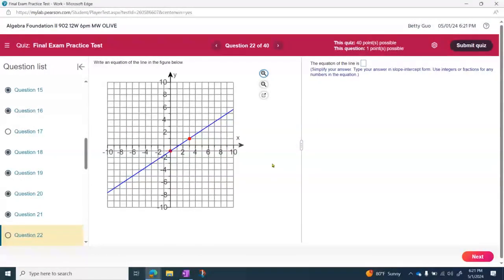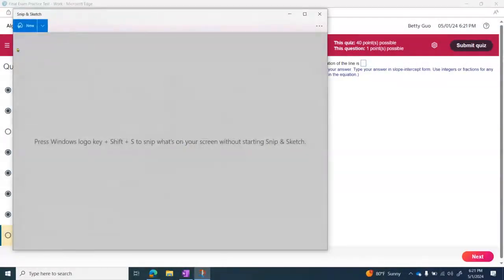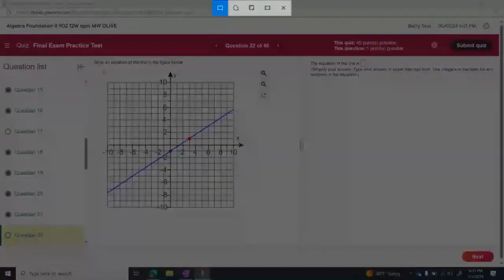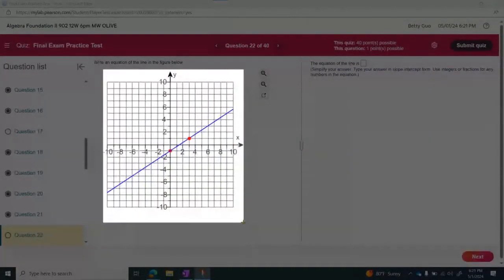Okay, since it's slope-intercept form, I want to find my slope and the y-intercept. I have the y-intercept already. The y-intercept is (0, -1), so b equals -1. And then I'm going to see how to find the slope. Let me copy paste. I'm going to show you how we find the rise over run from the graph.